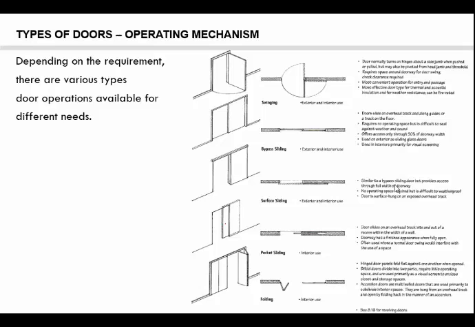There are various types of operating mechanism. Today you are going to learn 5 types: swinging, bypass sliding, surface sliding, pocket sliding, and folding. Your challenge will probably be being able to differentiate between bypass, surface, and pocket sliding. They are pretty distinctive. I will explain further later.